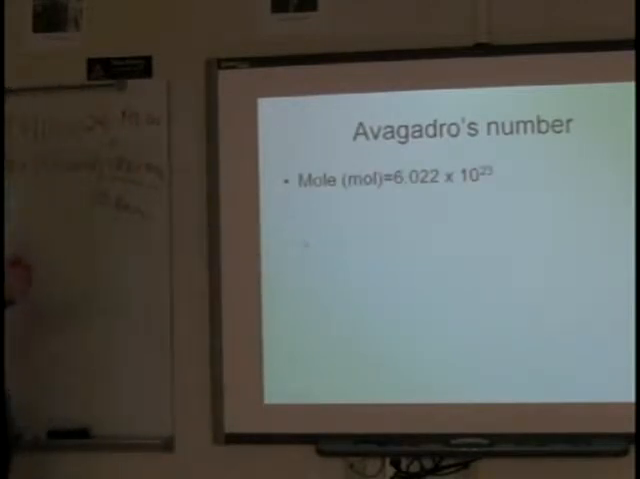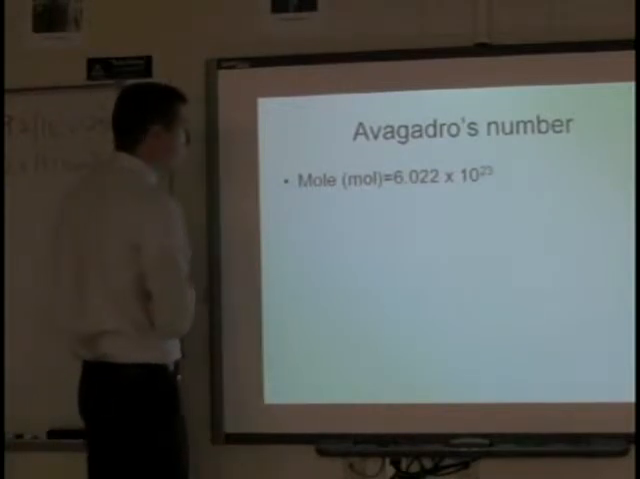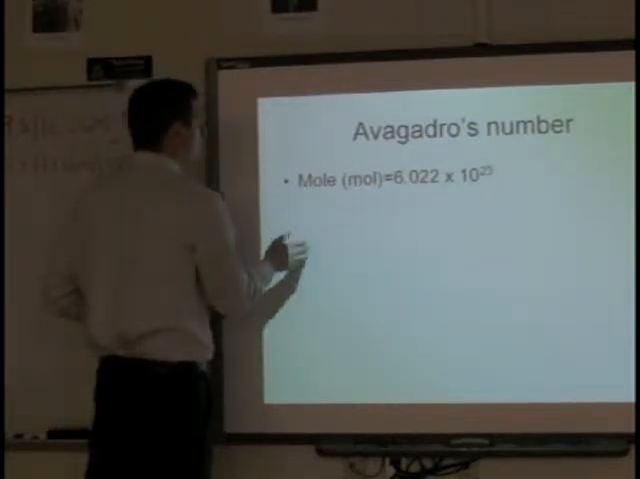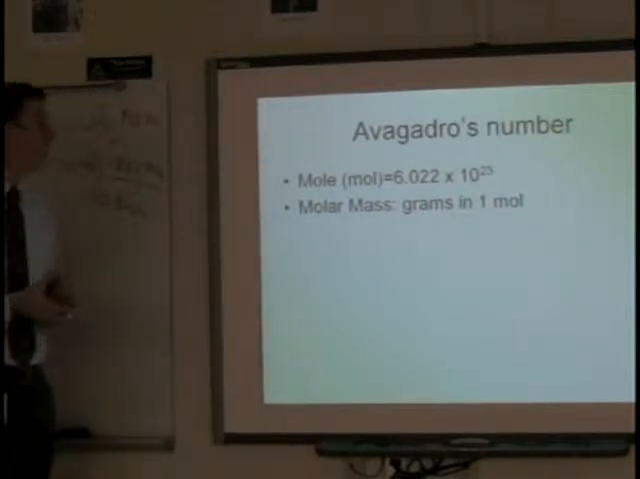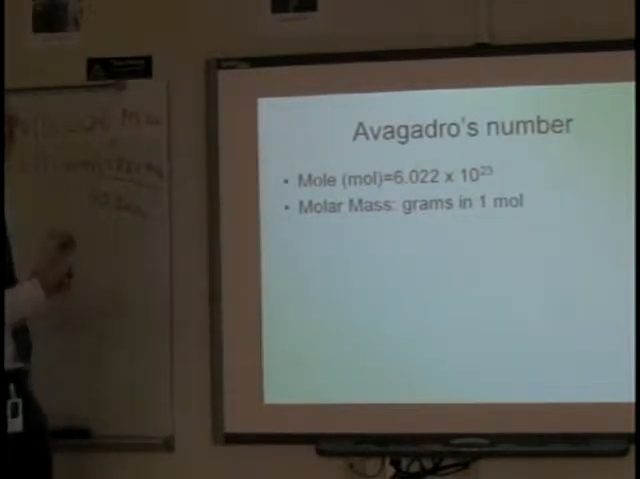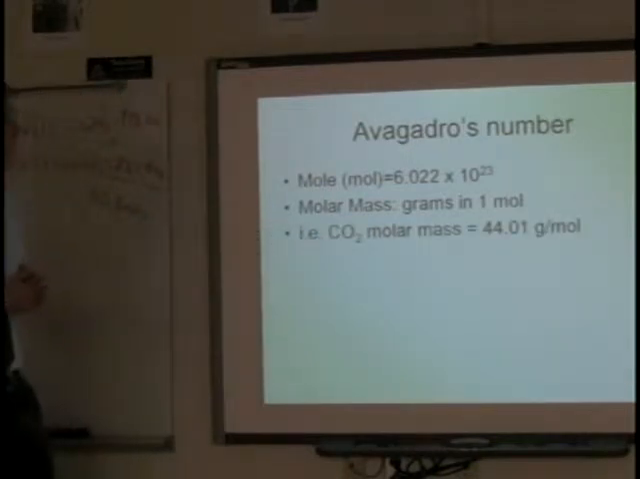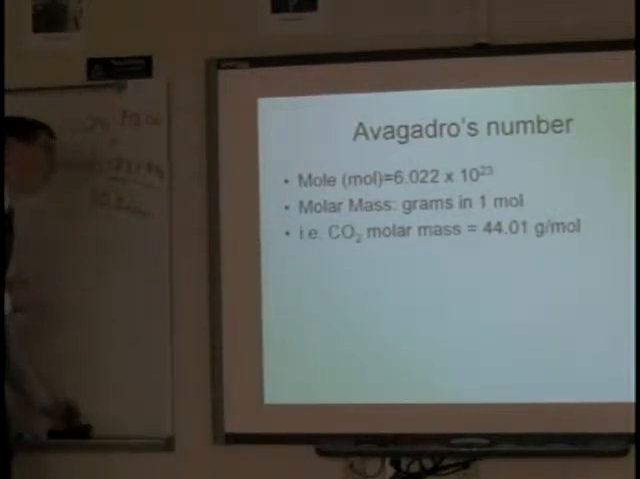Avogadro's number is 6.022 times 10 to the 23rd. This is another one where in Chem 1 we just said it was 6.02 times 10 to the 23rd. This is how many molecules or atoms or ions are in 1 mole. The molar mass is how many grams are in 1 mole. You use your periodic table to figure that out. An example of carbon dioxide has a molar mass of 44.01 grams per mole.